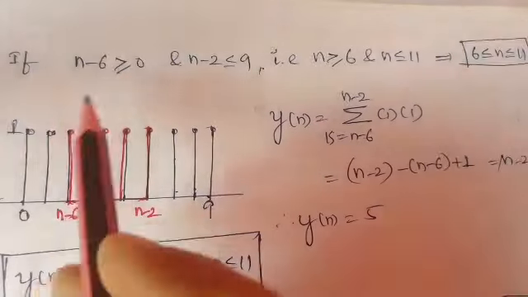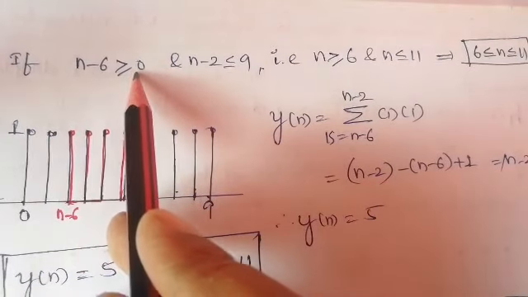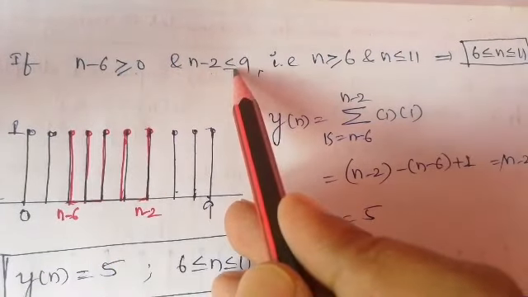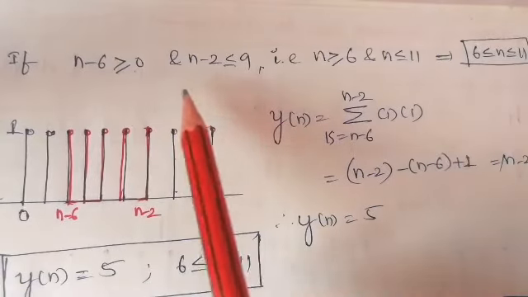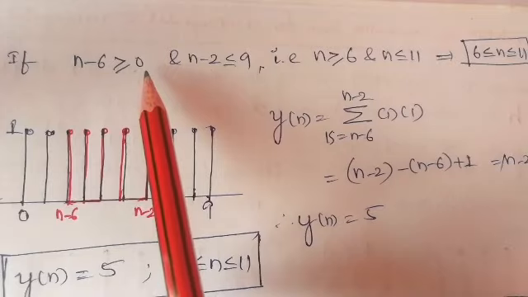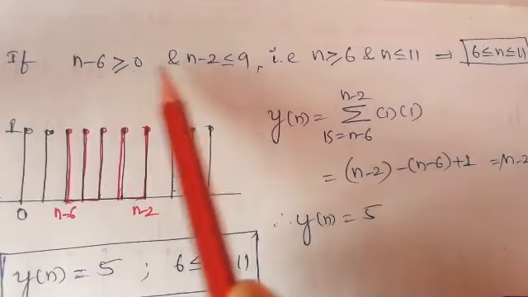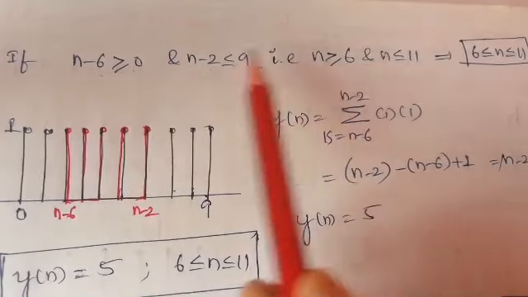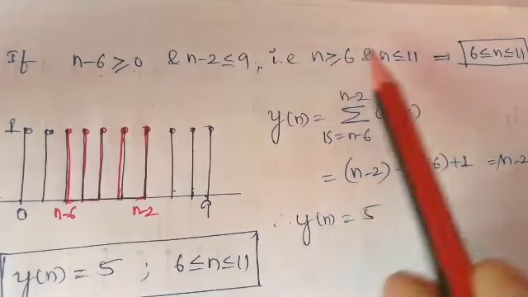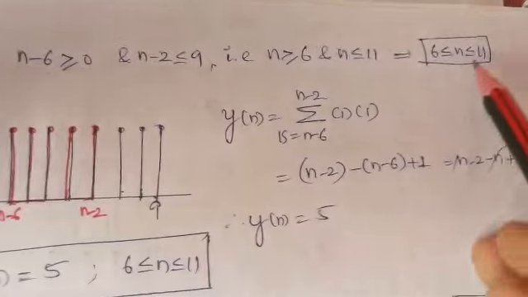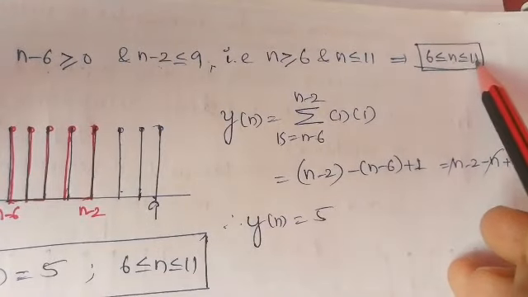Let's see the second case. If n minus 6 is greater than or equal to 0 and n minus 2 is less than or equal to 9, nothing but the second signal is entirely fitted over the first signal. So if you take 6 to the other side, n is greater than or equal to 6. If you take 2 to the other side, 9 plus 2 is 11, hence n is less than or equal to 11.